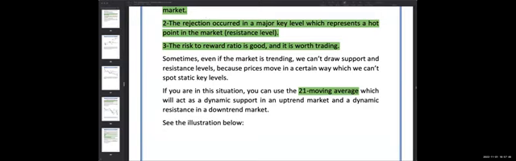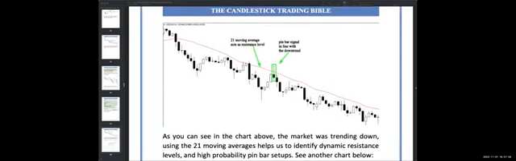If you're in this situation, you can use the 21 moving average, which will act as a dynamic support and resistance in an uptrend and a dynamic resistance in a downtrend. See the illustration below. What they're simply trying to say is sometimes your price will be moving down, they hit a zone, they break it, but they don't follow through here.